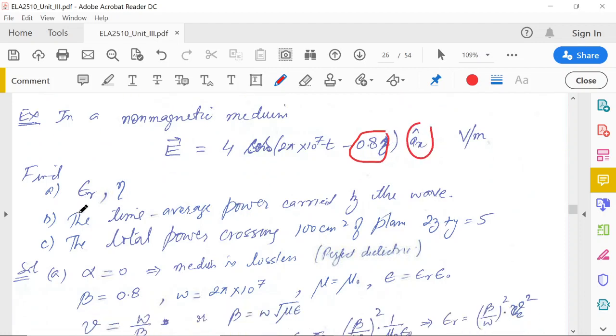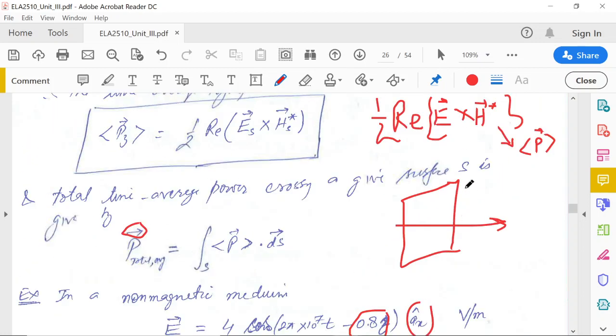Now we have to find the epsilon r, the relative permittivity, eta, the time average power carried by the wave, and the total power crossing 100 square centimeters of a plane that is given by a defined equation. Now this plane is not exactly perpendicular to the direction of propagation.